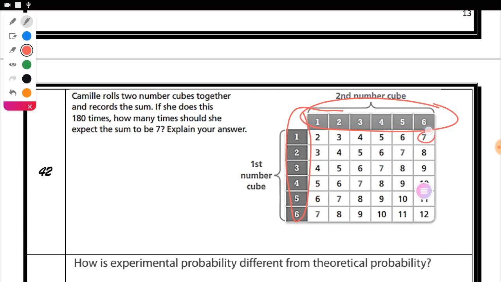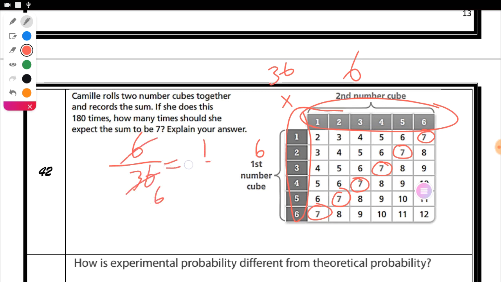How many have sum 7? It's 1 plus 6, 2 plus 5, 3 plus 4, 4 plus 3, 5 plus 2, and 6 plus 1. So how many 7s? 1, 2, 3, 4, 5, 6. So it's 6 over what? As I told you, 6 multiplied by 6 equals 36, so 6 over 36, which is 1 over 6. That's it.